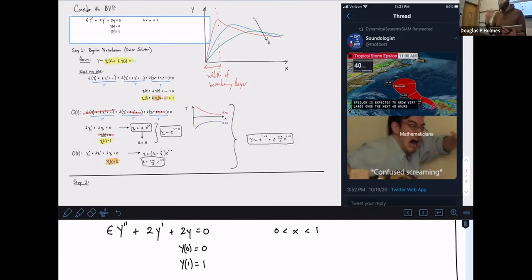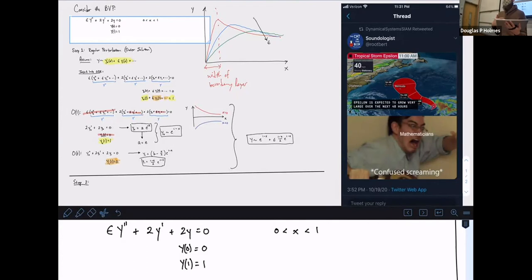The way we fix this is by rescaling our equation such that we can make sure that this term that contains the second derivative always remains dominant. And then, once we've found that rescaling, we can do a regular perturbation in our new scaled variables to approximate what's happening and then convert everything back.